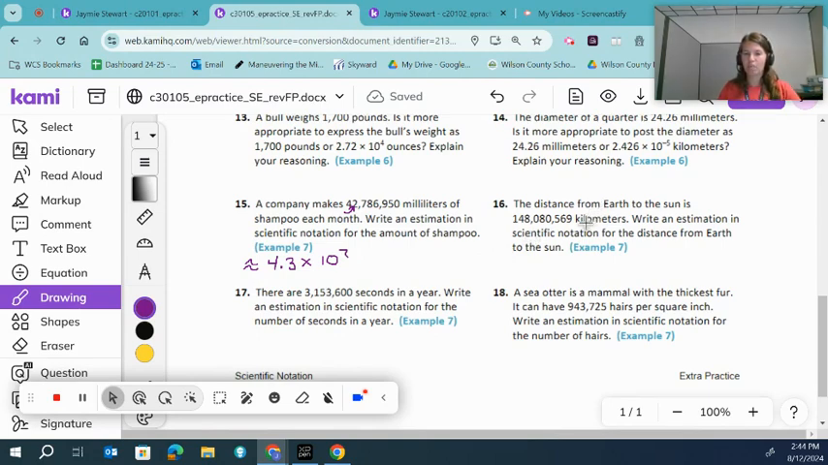And then the distance from Earth to the sun is this big old number. Again, I can put my decimal between the 1 and the 4 there, and I would get approximately 1.5 times 10 to the power of, again, positive exponent, move it 6, 7, 8 times. Just round to the nearest tenth or hundredth.